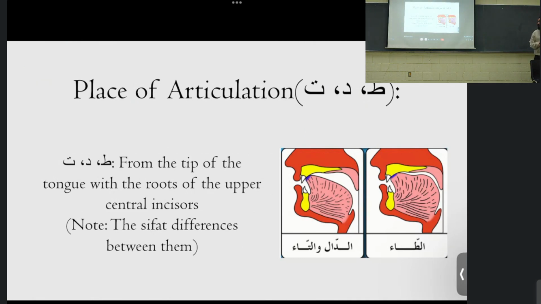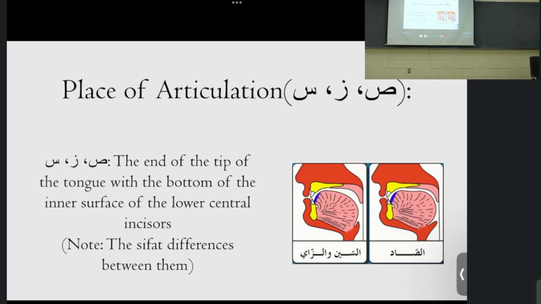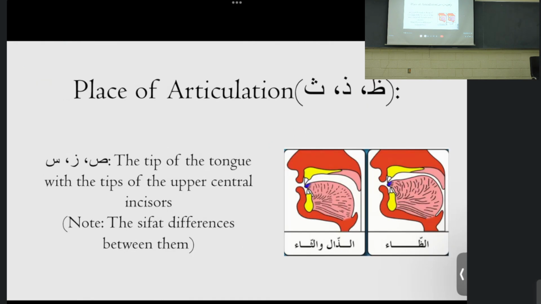Okay, let's do Ta, Dal and Ta, and then Sad, Zay and Sin. Dha, Dhal, and Tha, they have very strong similarities. They're like triplets. And we're going to explain why they have similarities, okay?